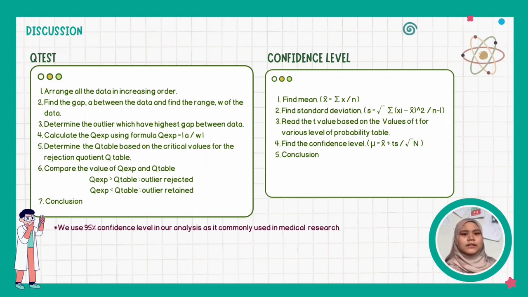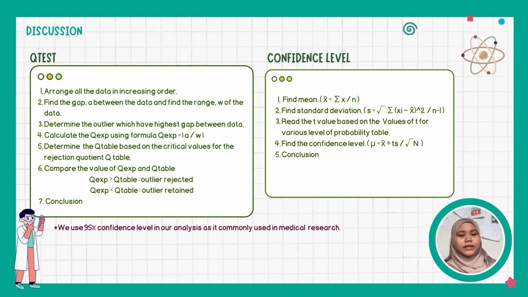But first of all, let's take a look at the Q-test steps. First, we need to arrange all the data in increasing order. Second, find the gap between the data and the range of the data. Third, determine the outlier which has the highest gap between the data. Fourth, calculate the Q experiment using the formula A over W in modulus. Fifth, determine the Q table, the critical value of the rejection quotient. In these tables, we take the 95% confidence level for this case, because it is commonly used in medical research.